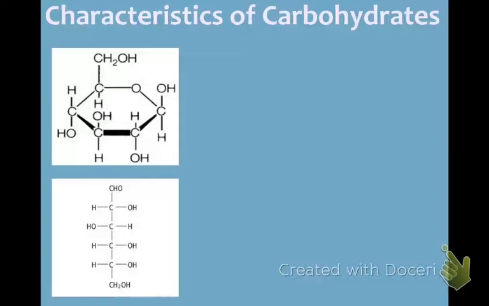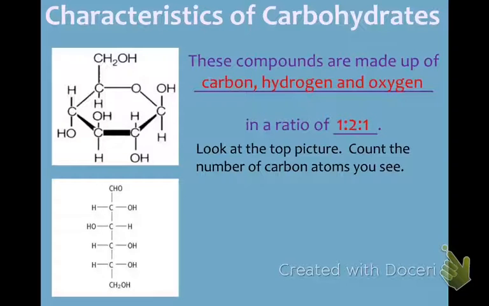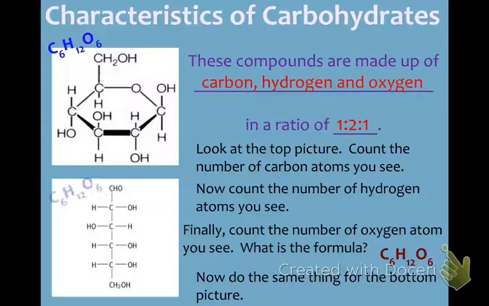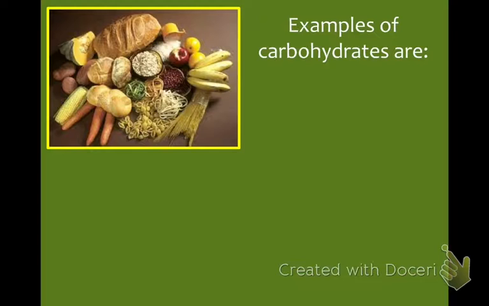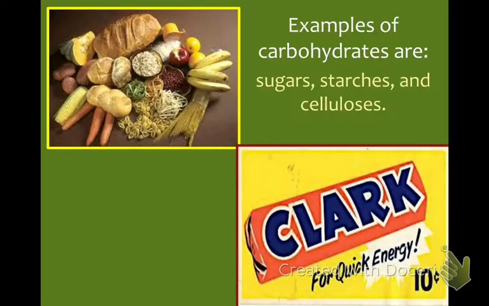Okay, characteristics of carbohydrates. So these compounds are made up of carbon, hydrogen, and oxygen. So carbohydrates are just made of CHO, in a ratio of 1 to 2 to 1. We're not going to count all the carbons in this because it's really not that important. What I really want you to know is that carbohydrates are made up of carbon, hydrogen, and oxygen. CHO. Examples of carbohydrates are sugars, starches, and celluloses. Okay?